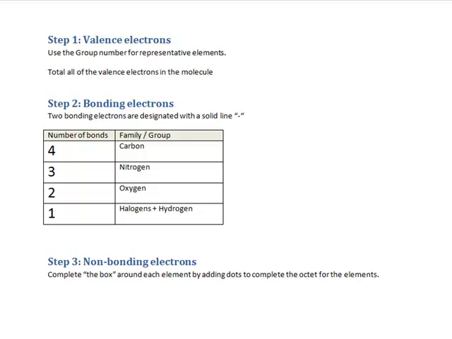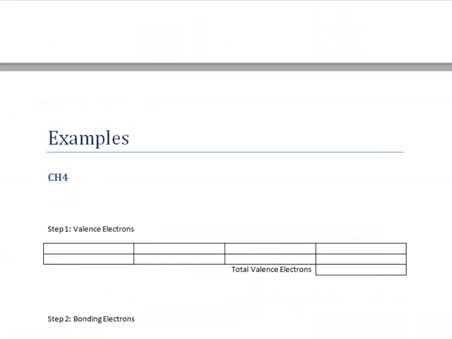Next, on the bonding electrons, we want to watch and keep in mind the 4-3-2-1 rule. Now, what we mean by that is that carbon always wants to have 4 bonds around it. Nitrogen tries to get 3 bonds, oxygen 2, and then the halogens and the hydrogens, they want to have 1.